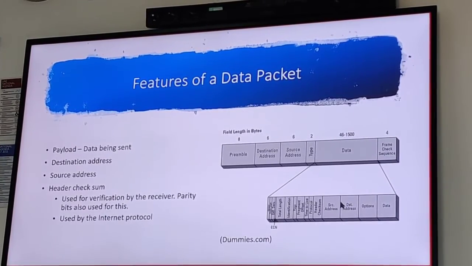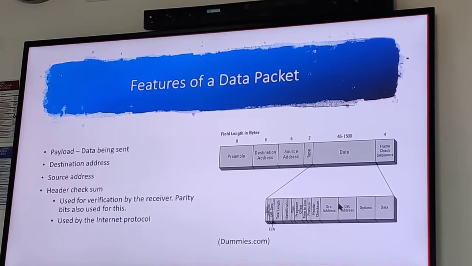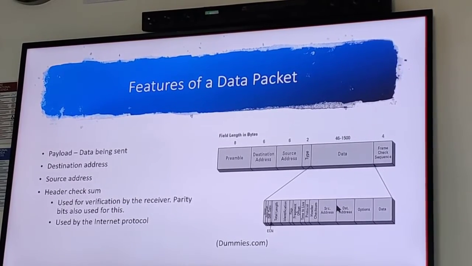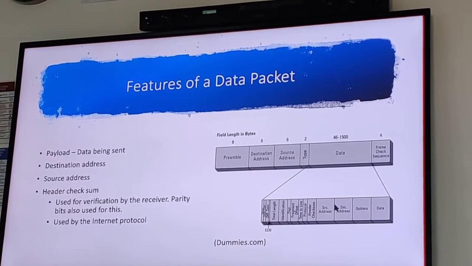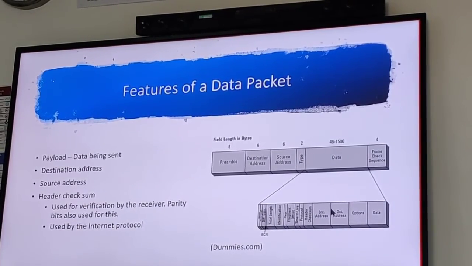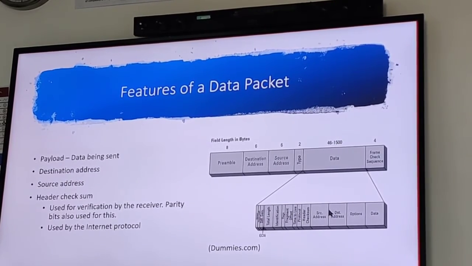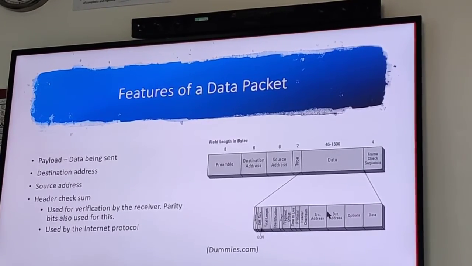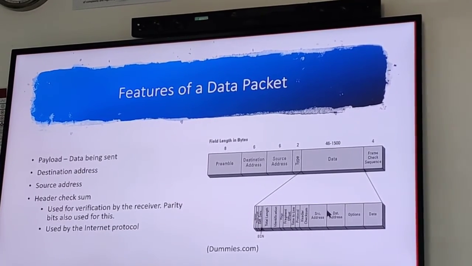The destination and source addresses are simple. They say where the data is coming from and going to. But the header checksum is quite interesting. That's used for doing parity checks to ensure that the data is what it should be, and there hasn't been any manipulation during the process of the transfer. Yeah, that's it.